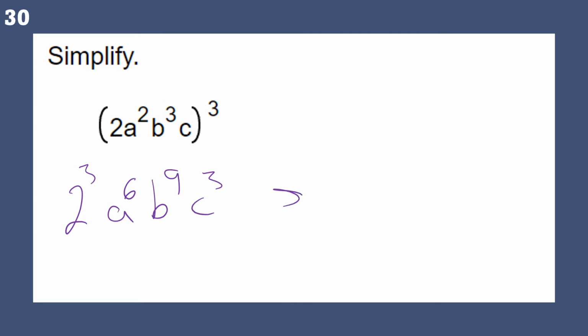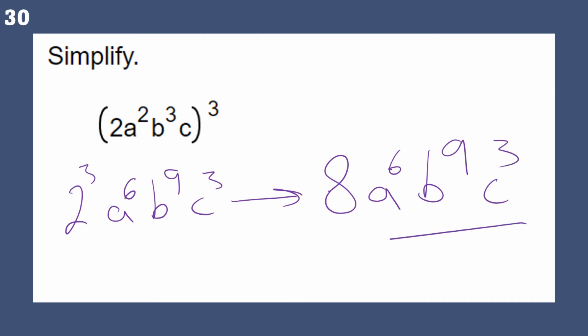One last thing I want to do is simplify that. 2 to the third is 2 times 2 times 2, or 8. So I end up with 8, a to the sixth, b to the ninth, and c to the third.